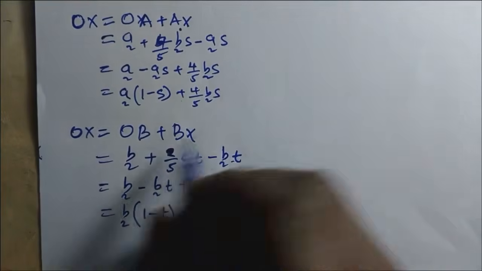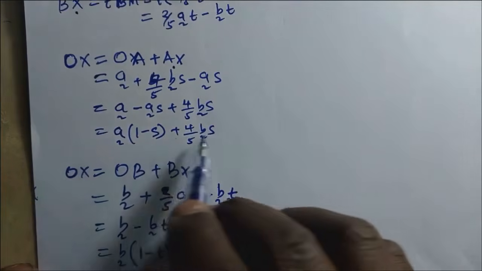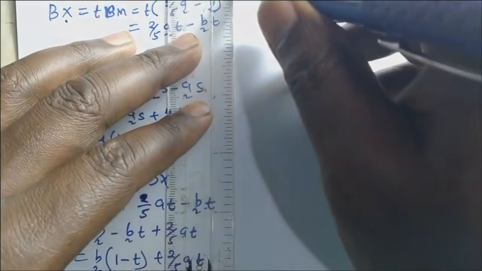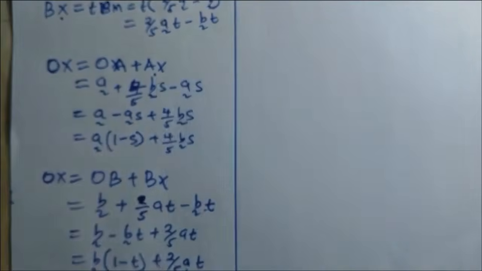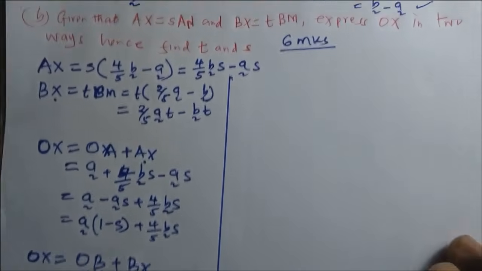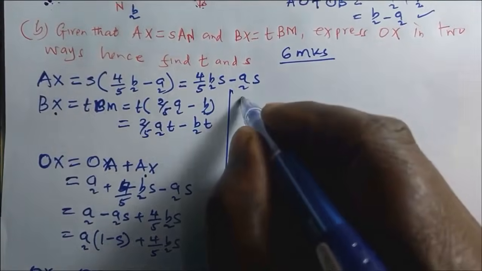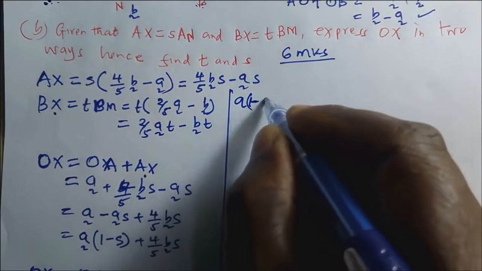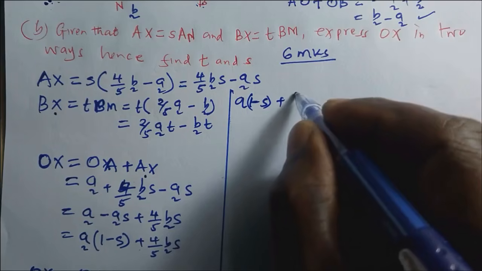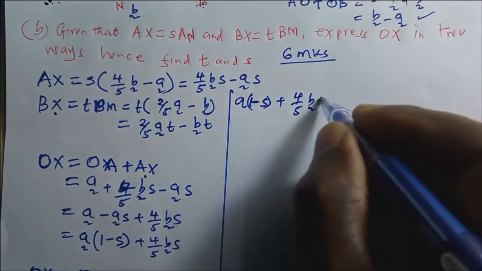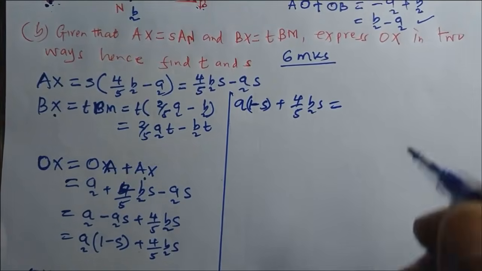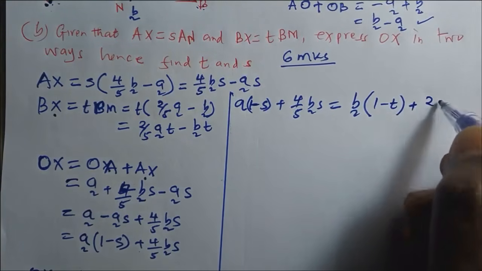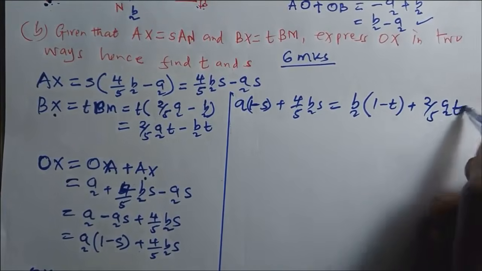Now since this OX and this OX are the same, we are going to equate them. They are equal because whether you use a different route, you are going to obtain the same results. So we say A into 1 minus S plus 4 over 5 BS is equal to B into 1 minus T plus 2 over 5 vector AT.